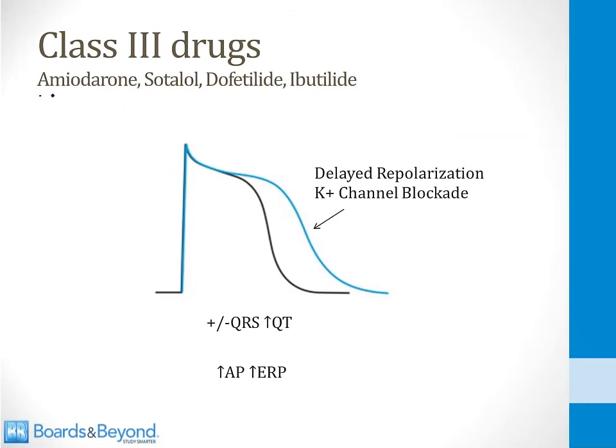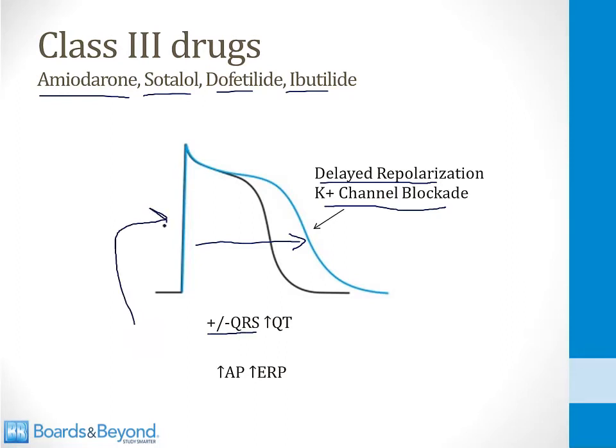Drugs in this class include amiodarone, sotalol, dofetilide, and ibutilide. These drugs block potassium channels in cardiac myocytes, and that will delay repolarization and lengthen the action potential duration. There's no significant effect on the QRS interval, and that's because phase 0 is unchanged by these drugs. However, the QT interval can become prolonged, and that's by the mechanism we discussed previously. Anytime the action potential duration is lengthened, the QT interval can potentially prolong. The action potential duration and the effective refractory period are increased by drugs in this class.